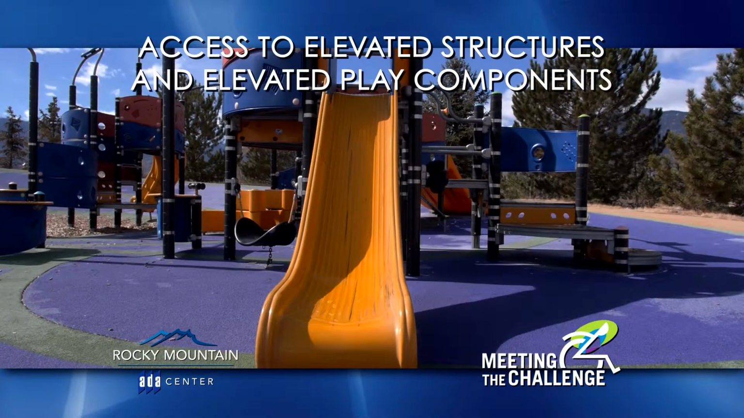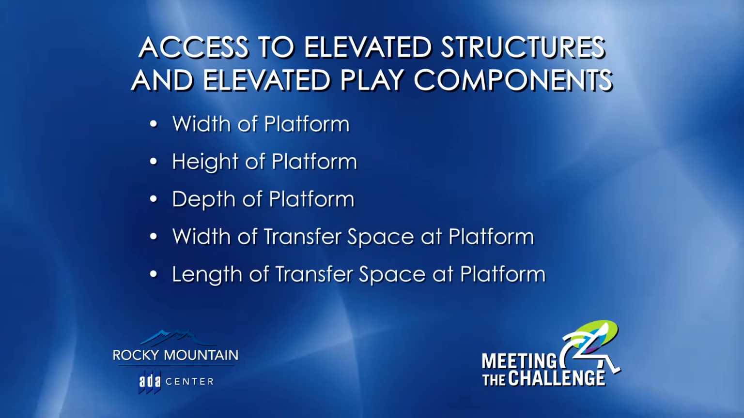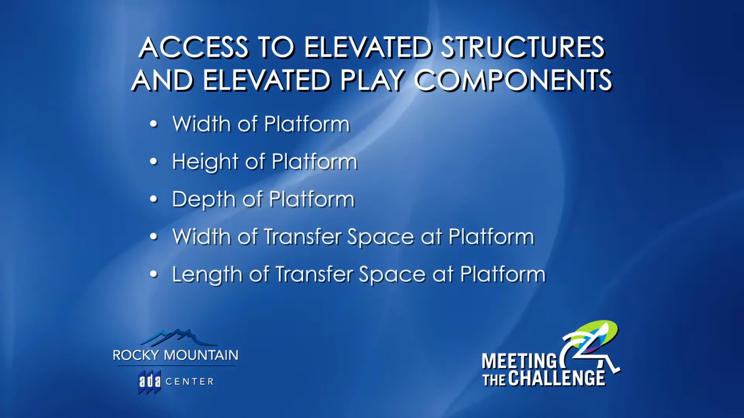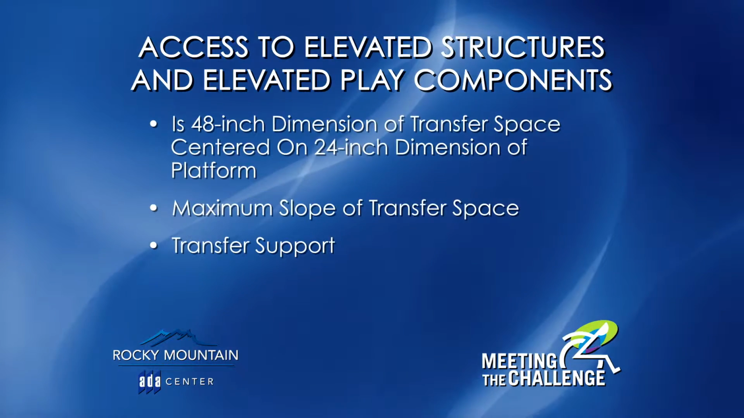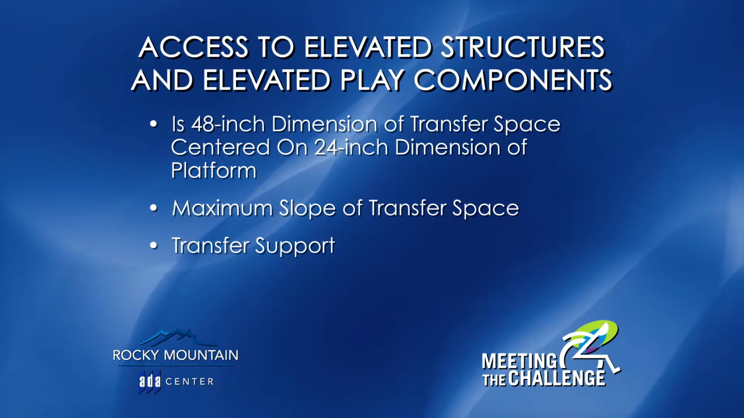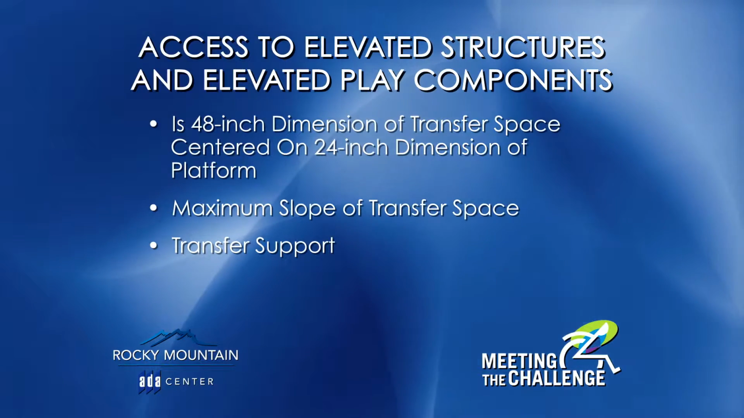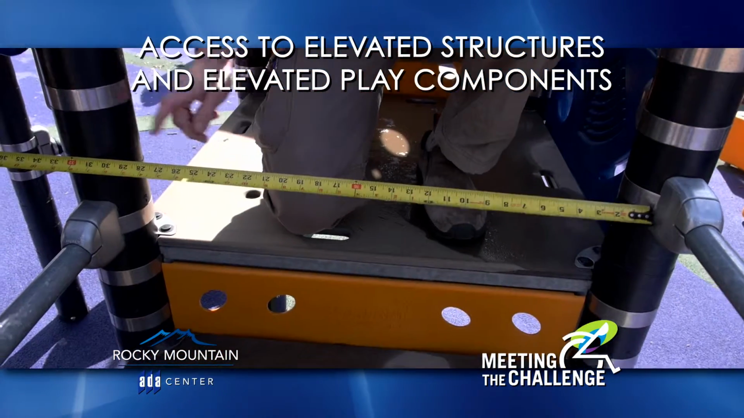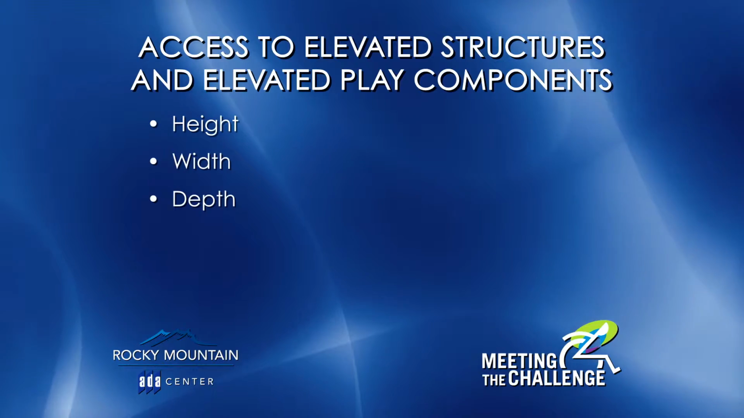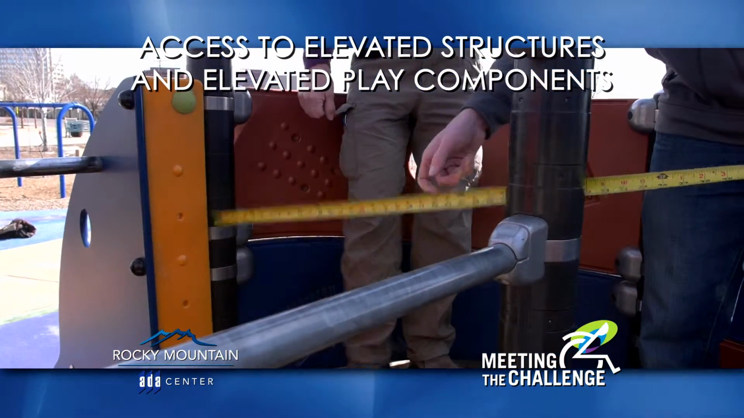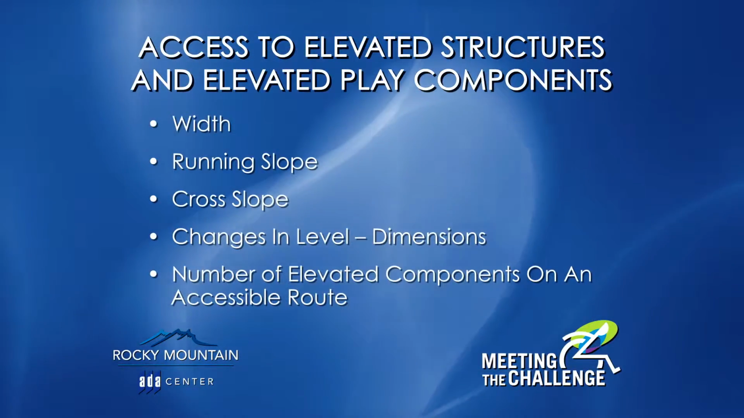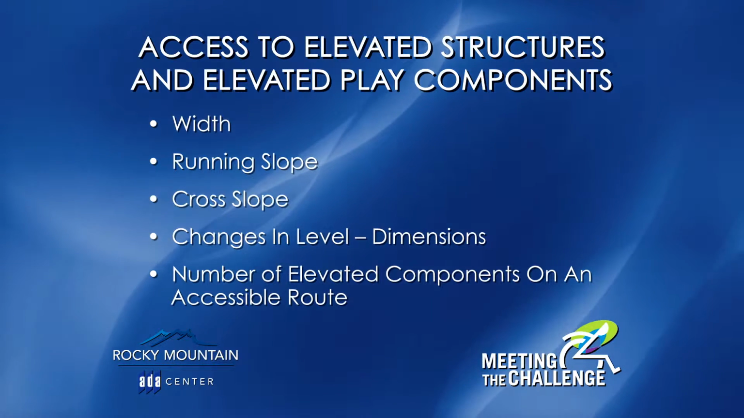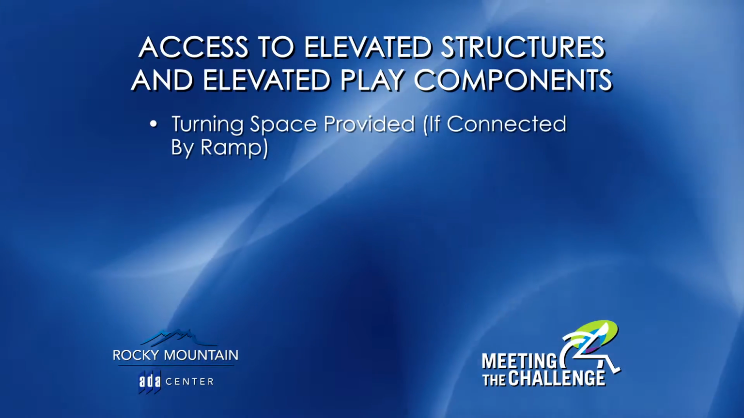Attributes of transfer platforms or systems that must be observed or measured include width of platform, height of platform, depth of platform, width of transfer space at platform, length of transfer space at platform. Is 48-inch dimension of transfer space centered on 24-inch dimension of platform? Maximum slope of transfer space. Transfer support. Attributes of transfer steps that must be observed or measured include height, width, depth. Attributes of the route within the elevated structure that must be observed or measured include width, running slope, cross slope, changes in level, number of elevated components on an accessible route, turning space provided.